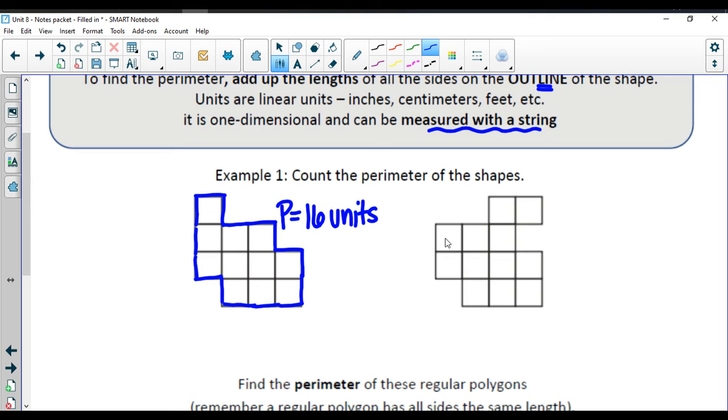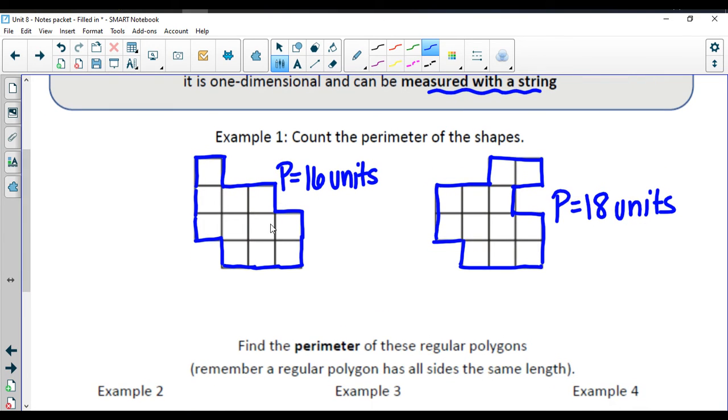Go ahead, take a second, count the perimeter on this second shape. 1, 2, 3, 4, 5, 6, 7, 8, 9, 10, 11, 12, 13, 14, 15, 16, 17, 18. So my perimeter is equal to 18 units for this one. These are just some block shapes that we can look at here. They are polygons. They are shapes for us to be able to look at.